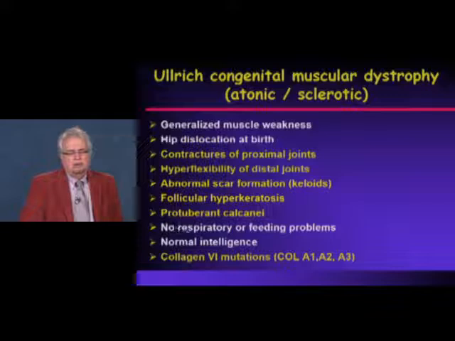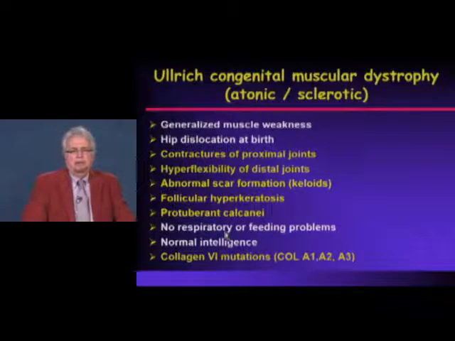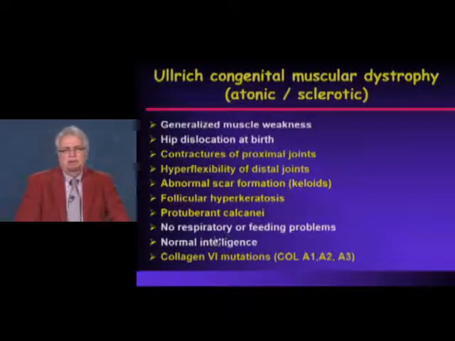If you take a look at the heels, they seem to be protuberant because the calcaneae seem to be protuberant. These patients do not have respiratory or feeding problems. They have normal intelligence. And these days we'll confirm the diagnosis by sending DNA testing for collagen 6 mutations. We find mutations in either the alpha-1, alpha-2, or alpha-3 subunits of collagen 6.